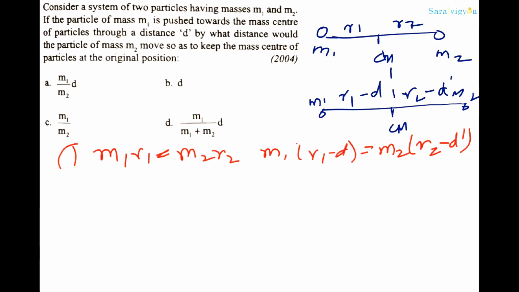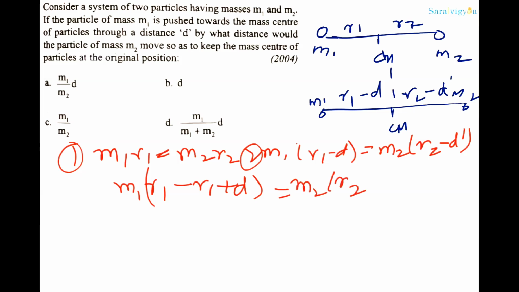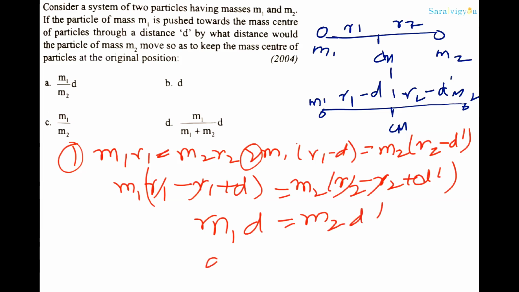Let us subtract the two equations, 1 minus 2, which gives m1 into (r1 minus r1 plus d) is equal to m2 into (r2 minus r2 plus d dash). We can cancel all the r and we get m1 into d is equal to m2 into d dash. D dash is equal to m1 by m2 into d, which gives us A is the answer.